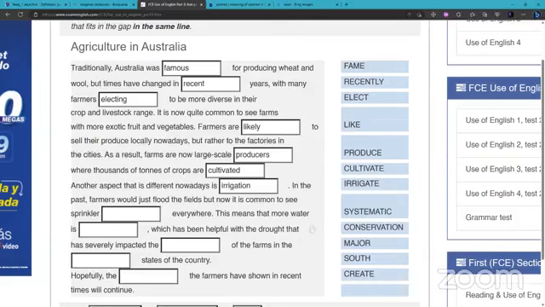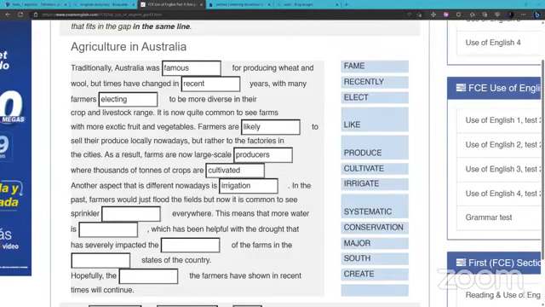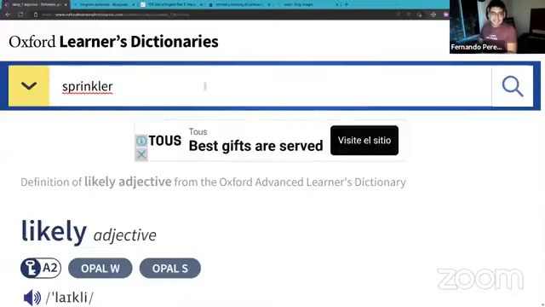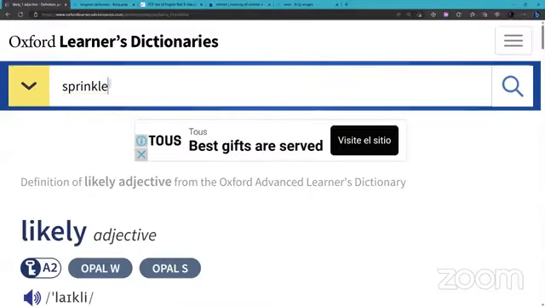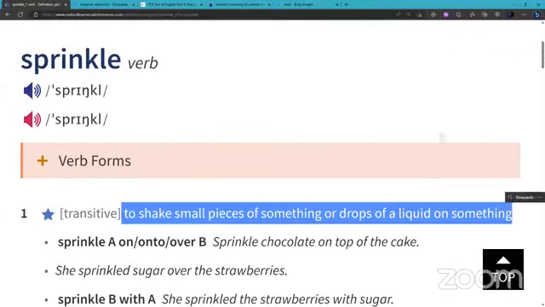Yes. In the past, farmers would just flood the fields, but now it's common to see sprinkler everywhere. What is sprinkler? Good job. Okay, sprinkler. Sprinkler is a machine. Well, first you need to understand the word sprinkle. Okay? Read this. To shake small pieces of something or drops of a liquid on something. Okay.